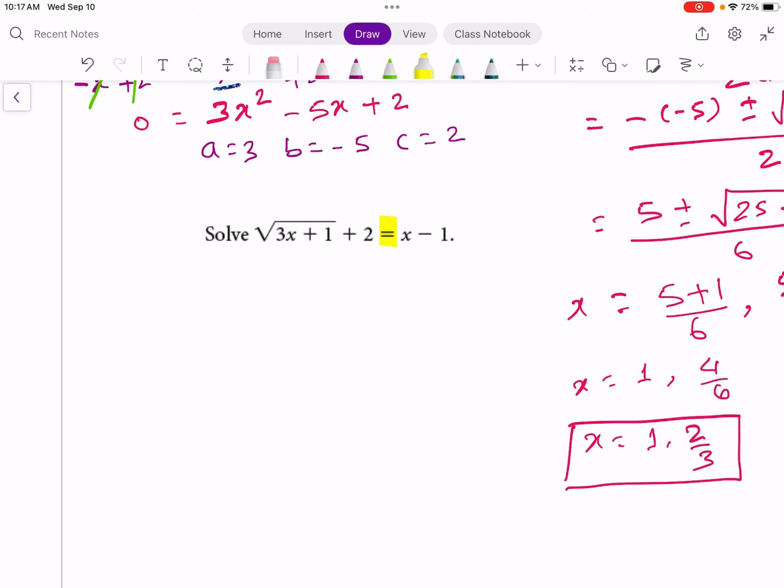Now how do we know this is a radical equation? Okay, now we have a radical here, right? So we have a square root. So this is a radical equation.